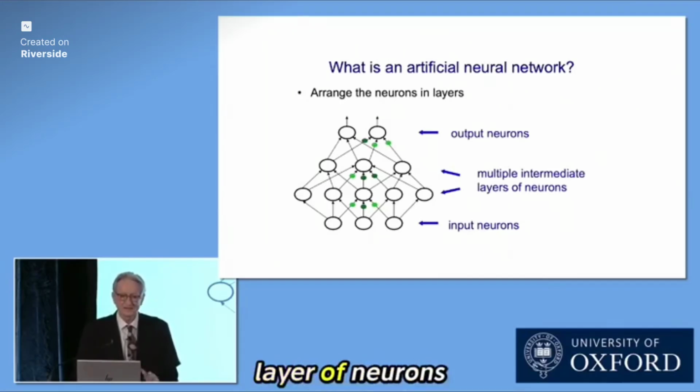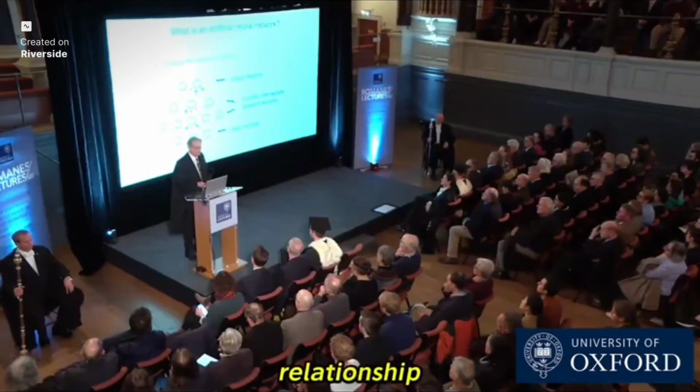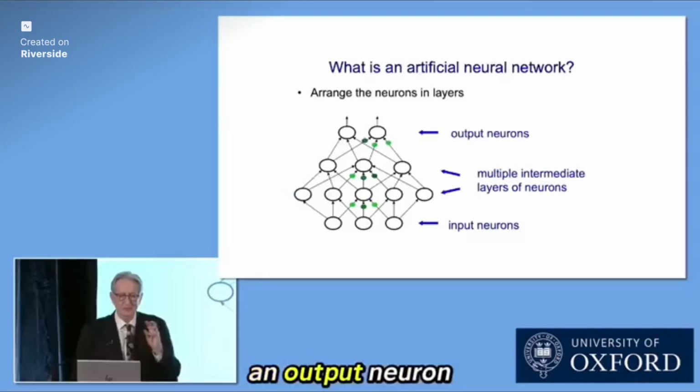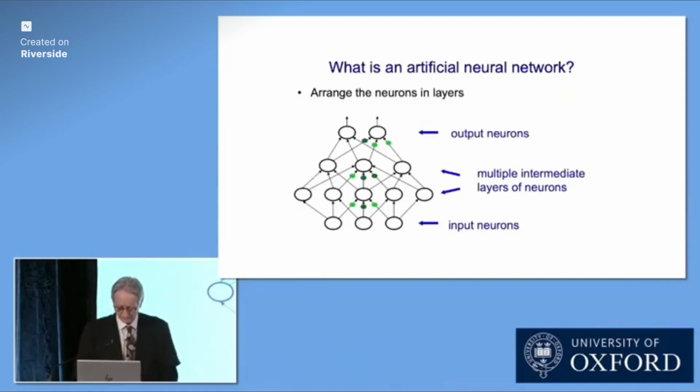And then you might have a layer of neurons that detected things like a circle and two edges meeting that looks like a beak in the right spatial relationship, which might be the head of a bird. And finally, you might have an output neuron that says, well, if I find the head of a bird and the foot of a bird and the wing of a bird, it's probably a bird. So that's what these things are going to learn to be.